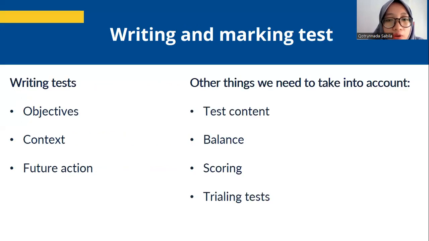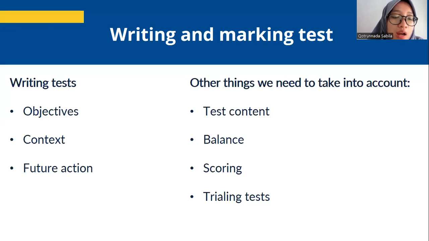And then writing and marking tasks. There are three main issues we need to address. The first is objective. We need to be clear in our minds about why we will be asking the students to take a test. And then context. We need to remind ourselves of the context in which the test takes place.